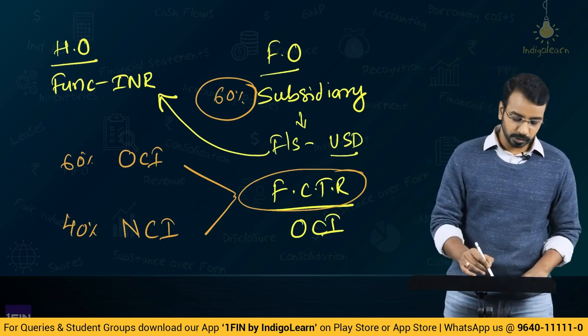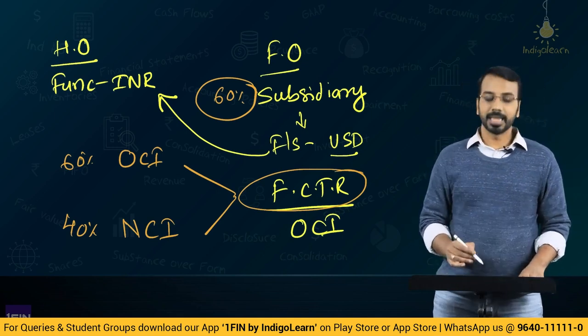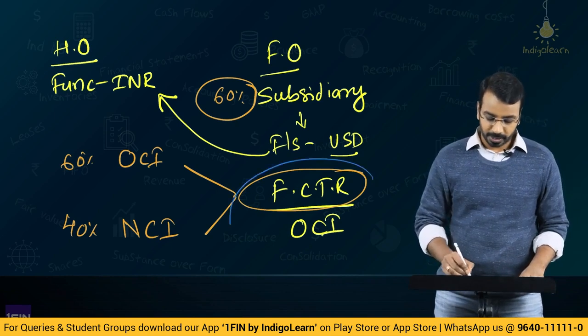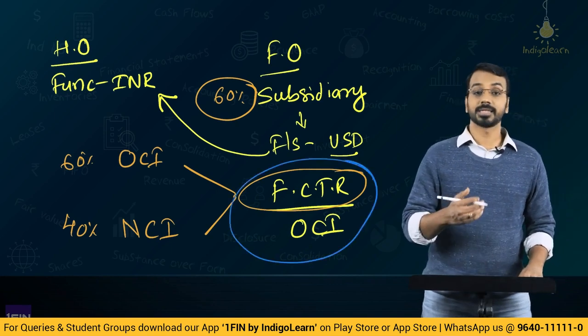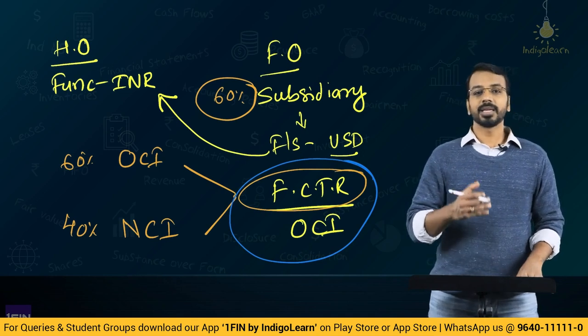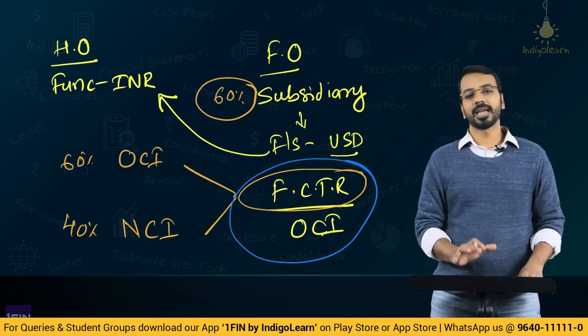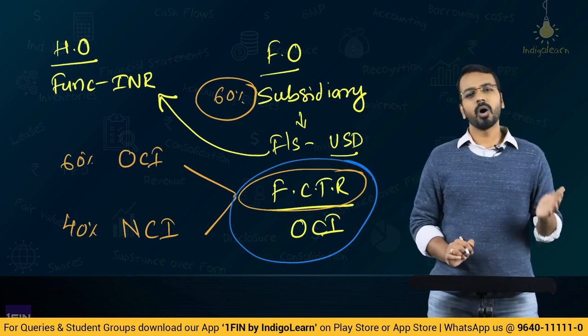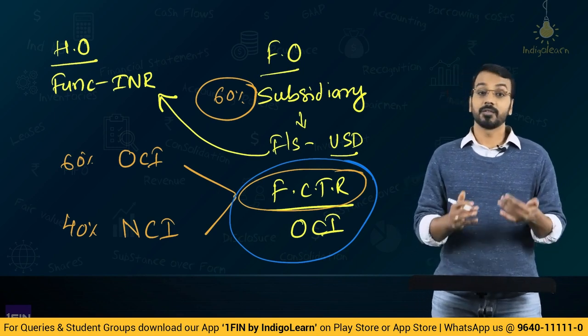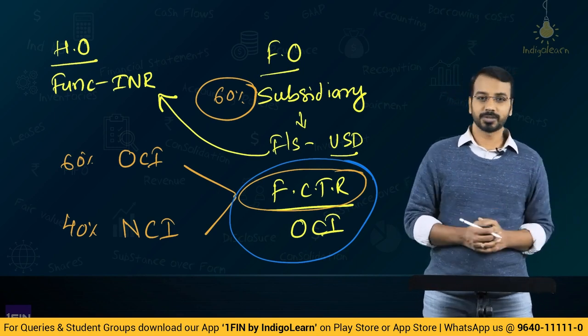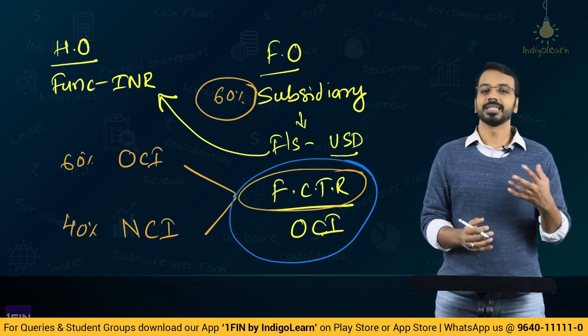Then what we also understood is this foreign currency translation reserve that is recognized will be carried on in the OCI till the time you dispose of the subsidiary. Now what happens when you dispose of the subsidiary? First of all, what is the meaning of disposal of subsidiary? Disposal basically means sale, right?